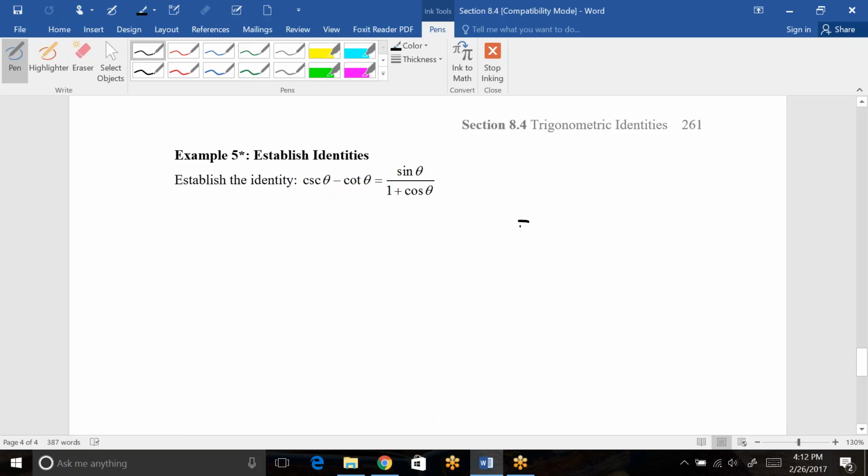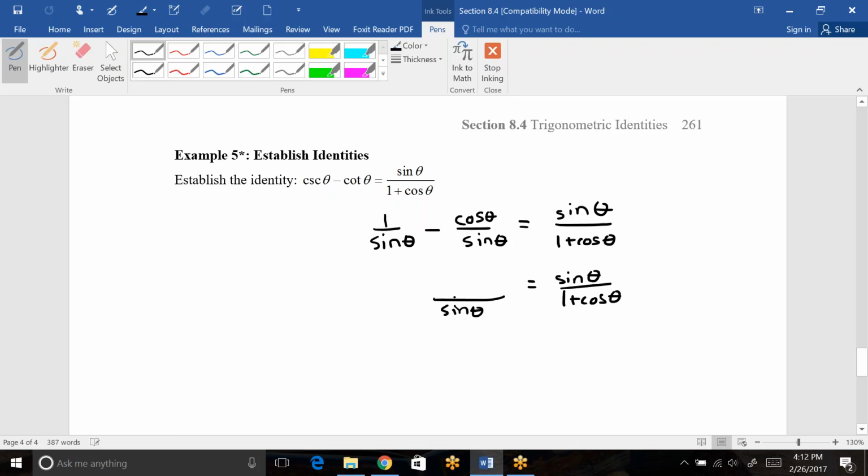So I'm going to leave the sine theta over 1 plus cosine theta alone. For this first thing here, I might try to change these into sines and cosines. So cosecant would be 1 over sine theta minus cotangent is, remember, cosine theta over sine theta. So that at least gives us the same denominator. So remember, we're leaving the right side alone. Now I can combine this, and I have sine theta, and on top I have 1 minus cosine theta.